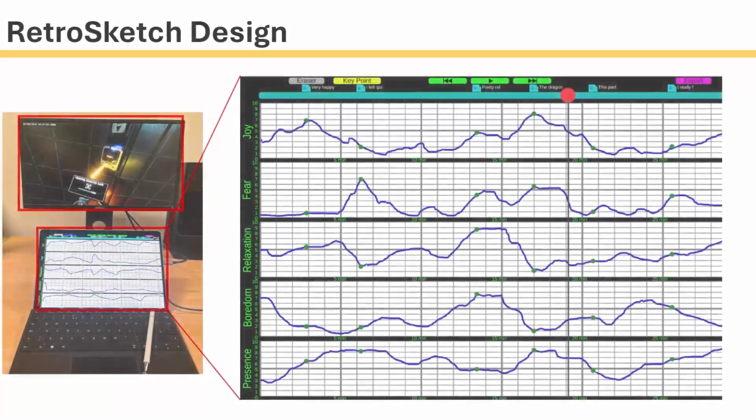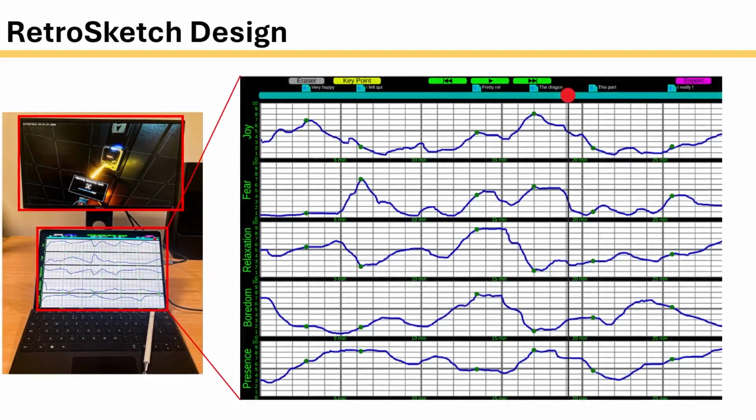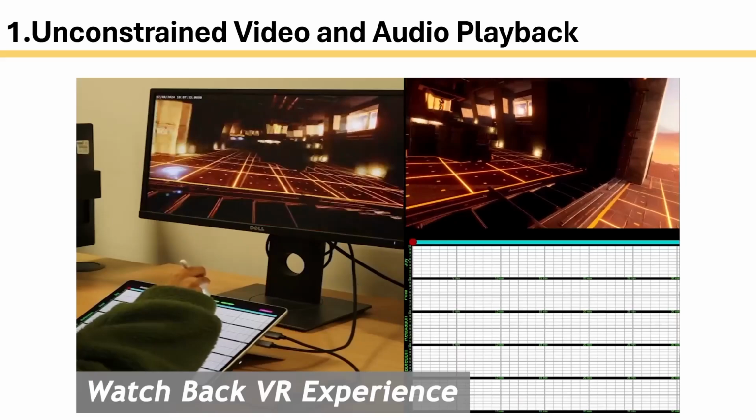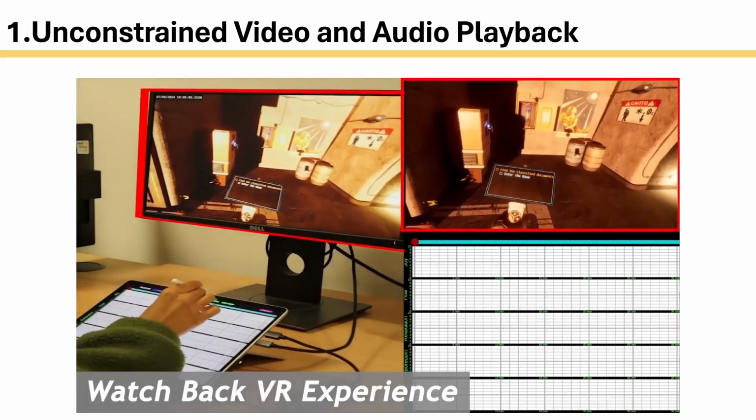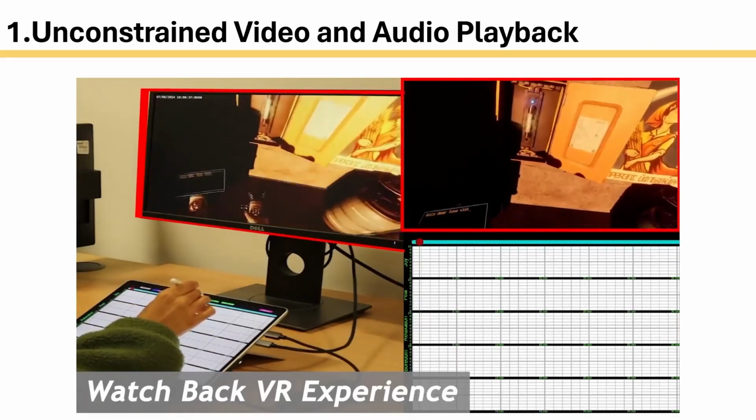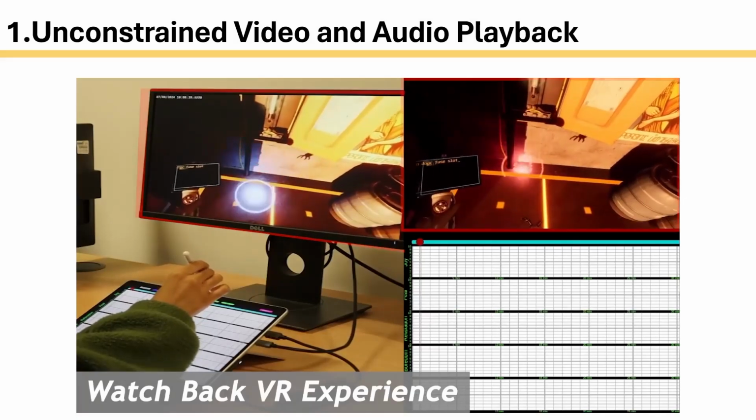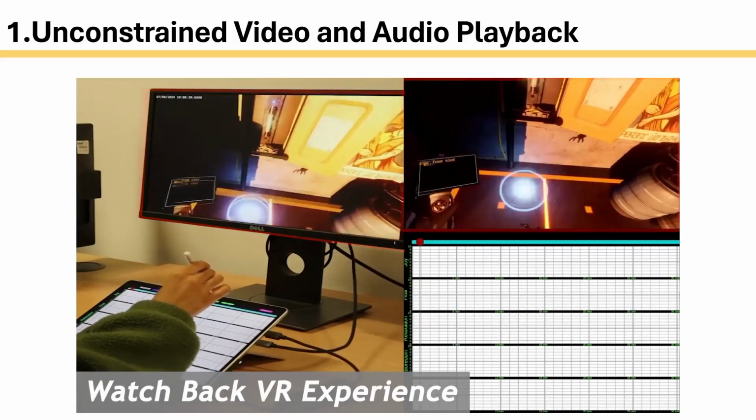So to explore this, we developed RetroSketch, a retrospective emotion measurement tool using an interactive sketching application, where users watch back their gameplay and plot their emotions moment by moment. And we designed the tool with three design principles in mind. First, we wanted users to have an interactive timeline to explore their experience, how they see fit, and from the perspective that they experienced it from.